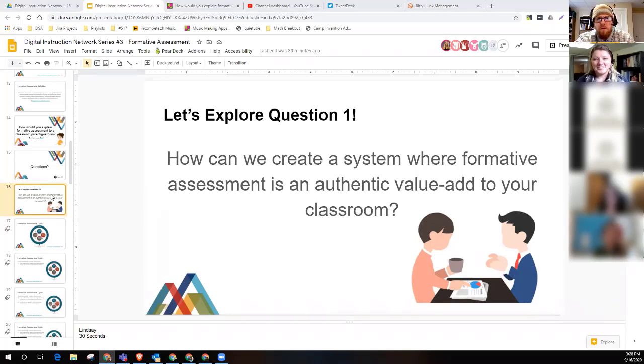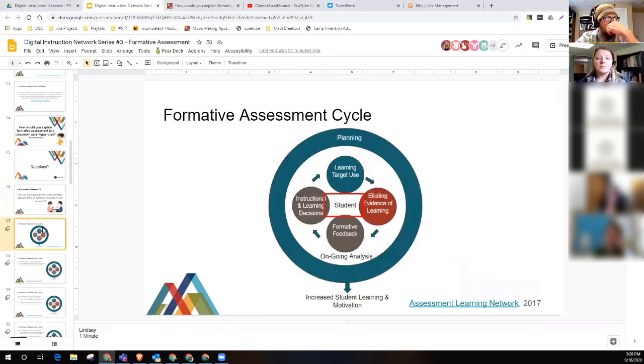So let's explore question 1. We promised you we had 3 questions we wanted to answer. And the first is, how do we create a system where formative assessment is an authentic value add to your classroom, as opposed to something that feels more like a hoop to jump through? We know that as teachers, you have a lot of competing priorities. And so we want to take some time to explain a little bit more about the formative assessment process so that it feels manageable and so that your students get those same benefits that have been uncovered in the research literature. So this cycle right here has been adopted by the Michigan Department of Education.